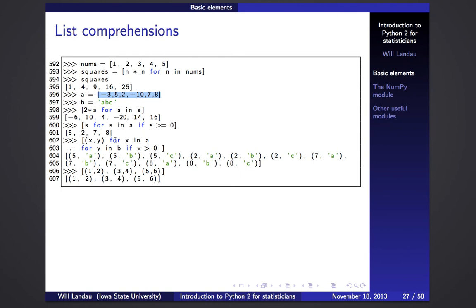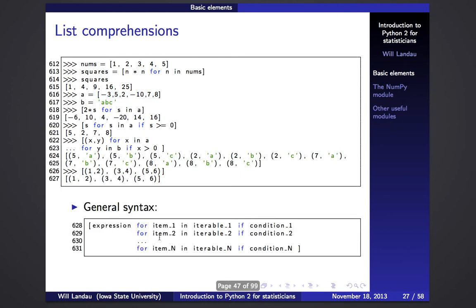And in general, you can have this syntax where you can specify a bunch of for loop type lines with conditions on them, and you can get a list of things. And in general, you're going to get a list of tuples or scalars.